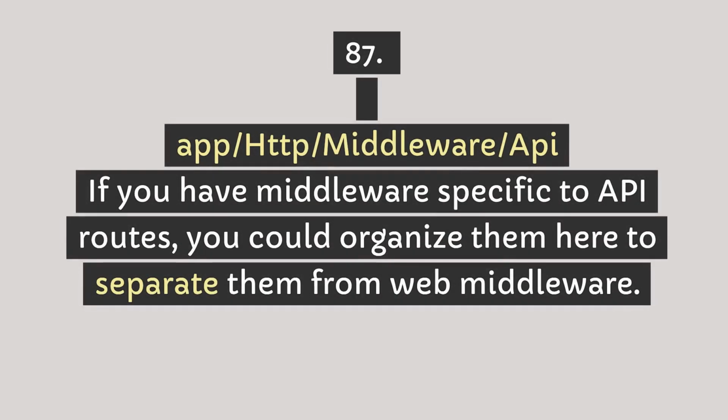87. App/Http/Middleware/API: if you have middleware specific to API routes, you could organize them here to separate them from web middleware.